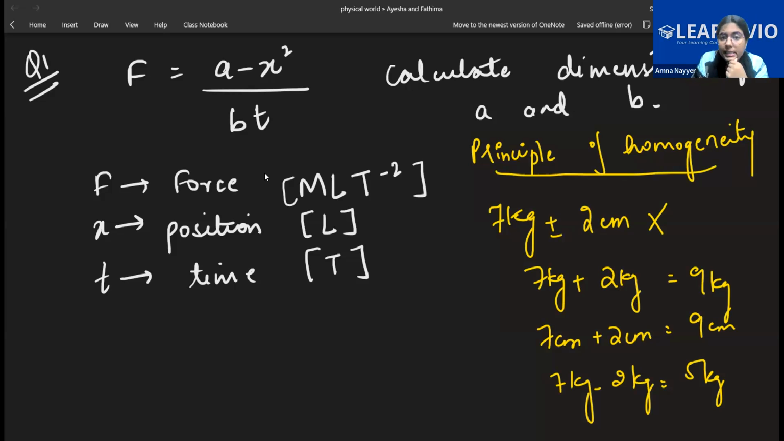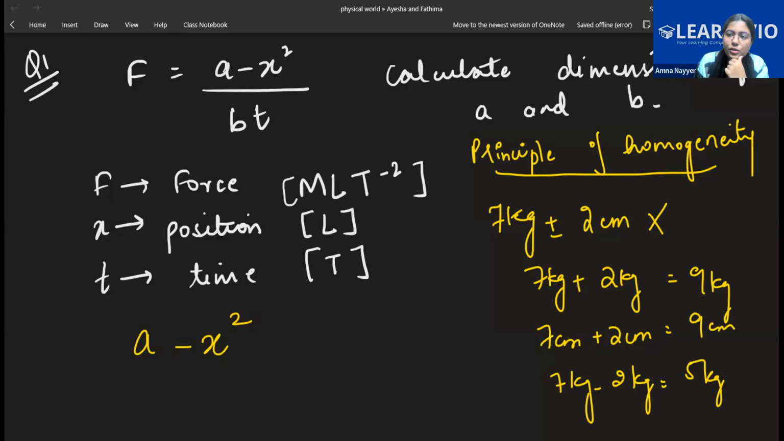Now, in this question, it has asked us to calculate the dimensions of A and B. F is force, its dimension is also mentioned. A and B are some constants, x square is mentioned. Now class, if I am able to write A minus x square, it means whatever is the dimension of A and whatever is the dimension of x square, they are the same, then only they are able to get subtracted. Do you agree, both of you? Yes.